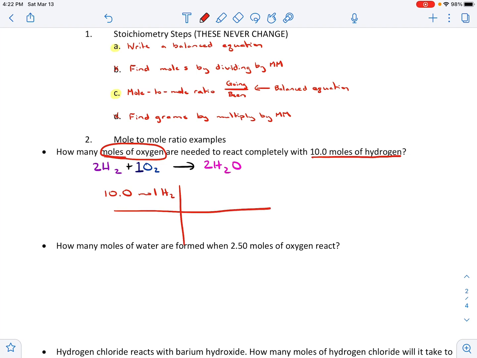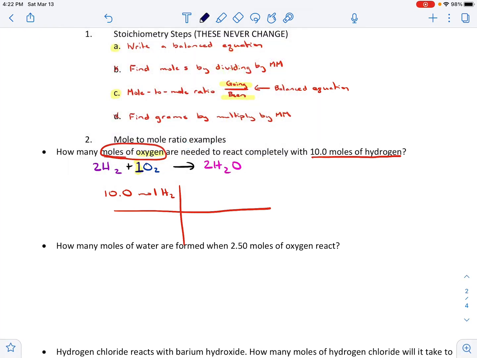So we're making our handy-dandy T-chart. Now, if we look back up here at the top, this is where we put where we're going over where we've been. So we're looking, in this case, for oxygen. So from our balanced equation, we're going to put 1 oxygen.